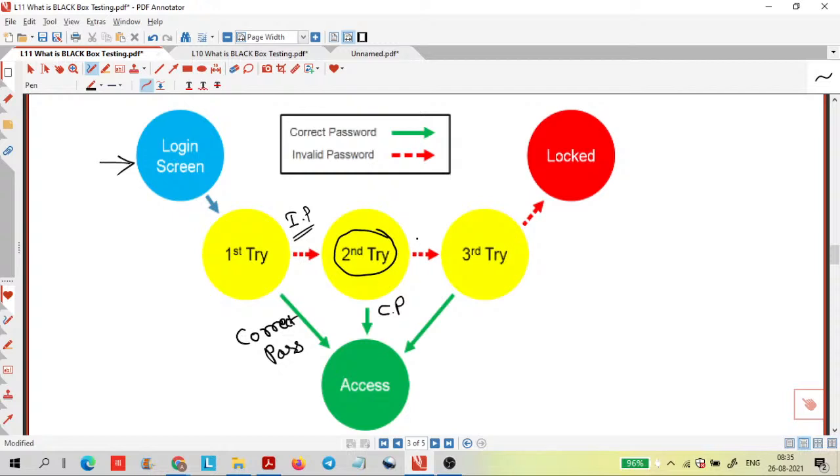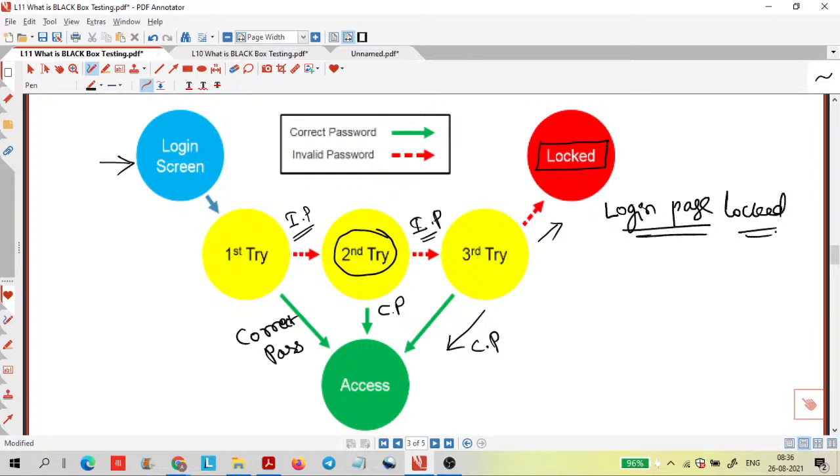Suppose in the second try also you provide an invalid password, then it will ask for a third attempt. In the third try, if you provide the correct password, you get access and the login will be successful. And if in the third try also you fail to provide the correct username and password, your account should be locked. Your login page is locked.